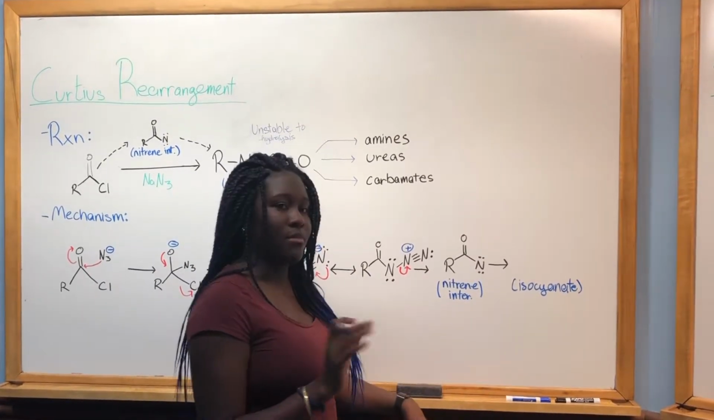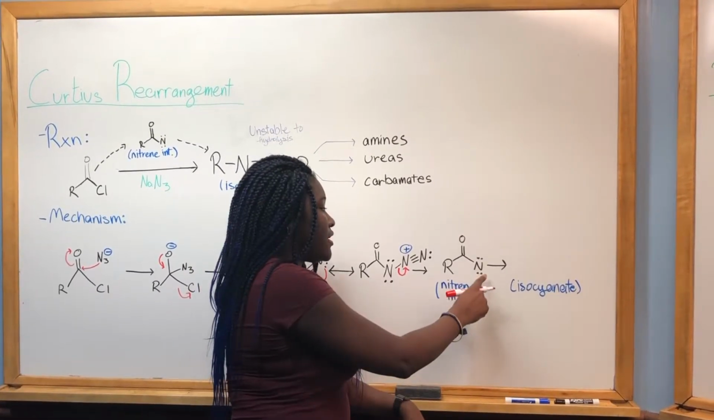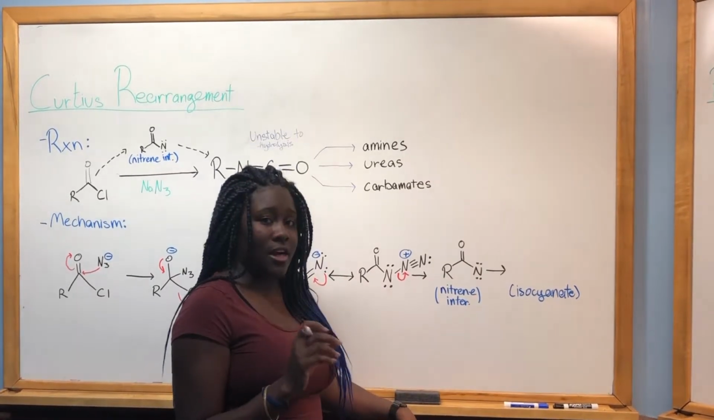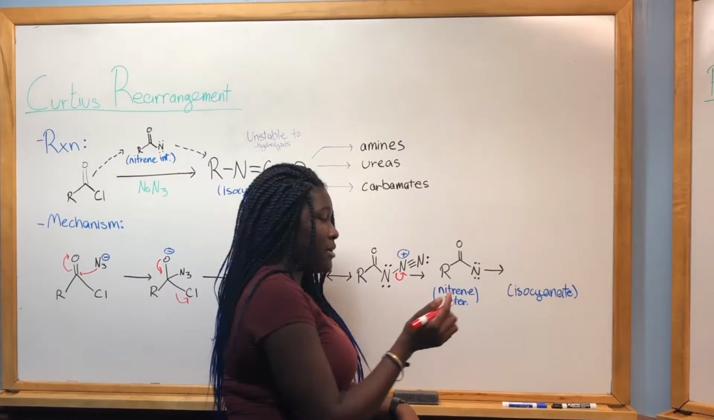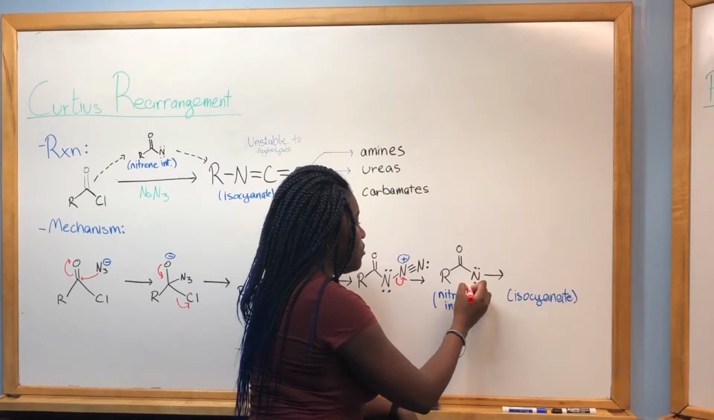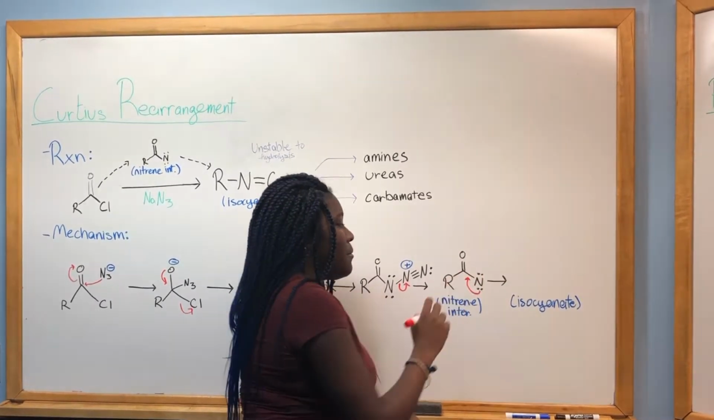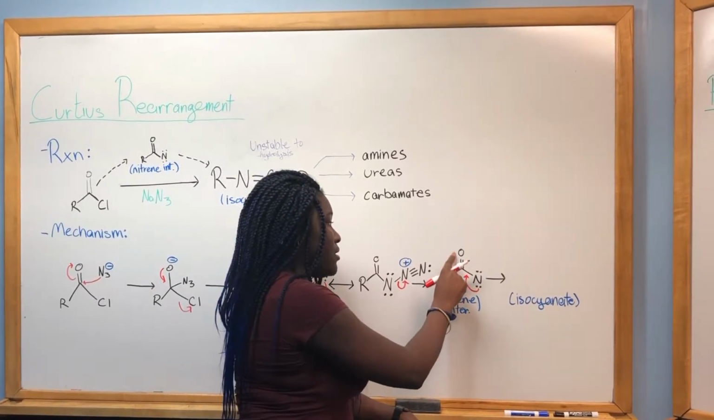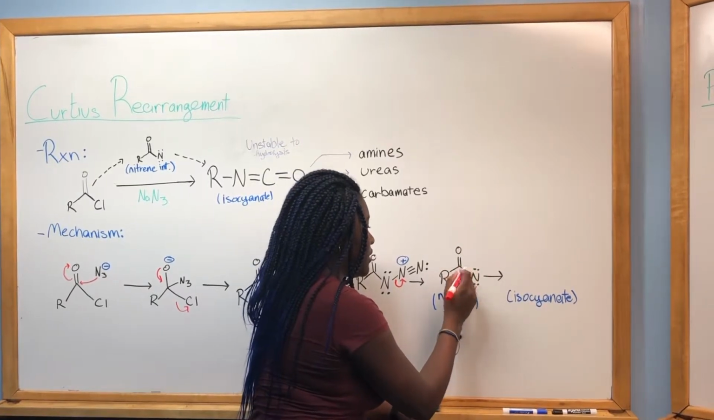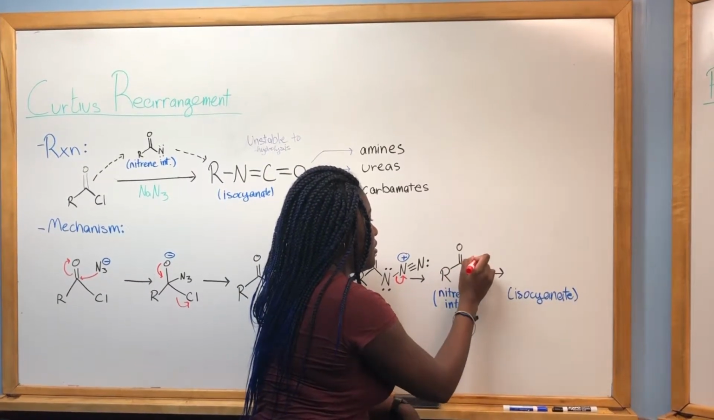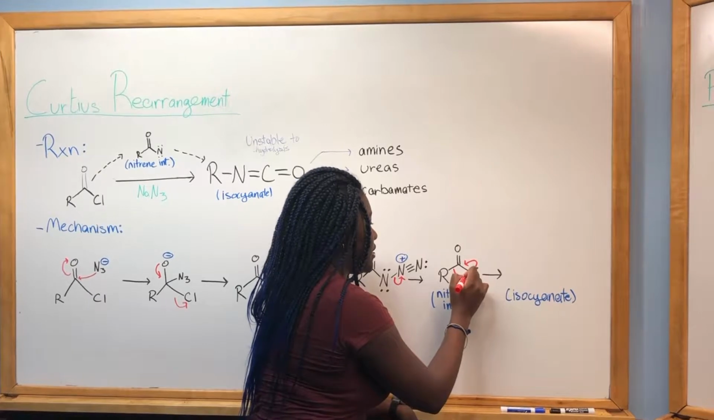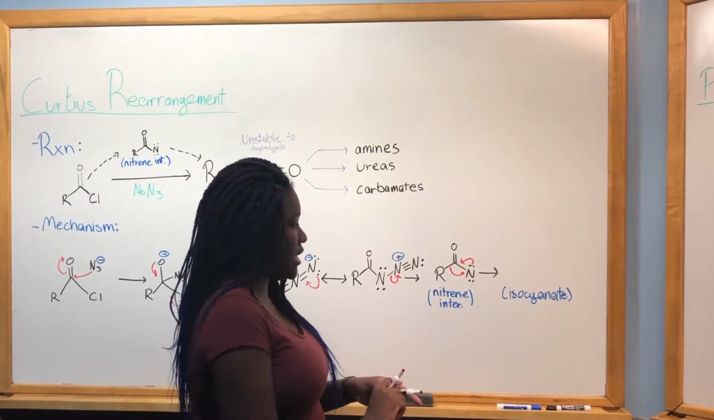Now, this is the most important step. This final nitrogen has an unfilled octet, and in order to be happy, the electrons from here move to form a double bond, but instead of disturbing the carbonyl, the R swings to connect to this nitrogen, giving us our isocyanate.